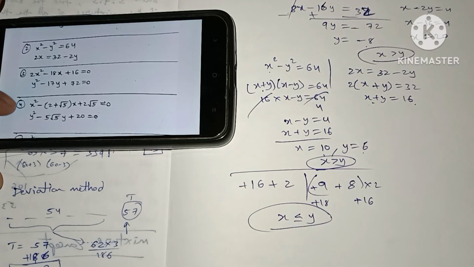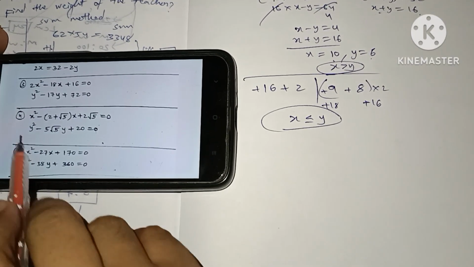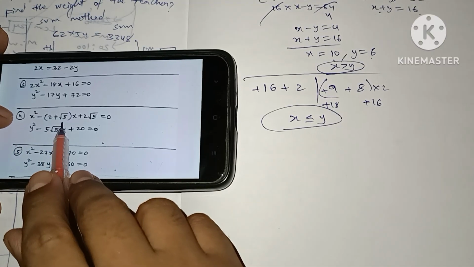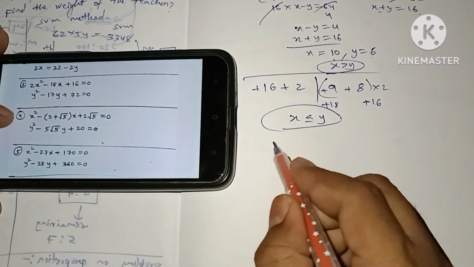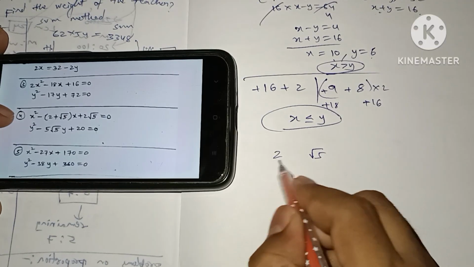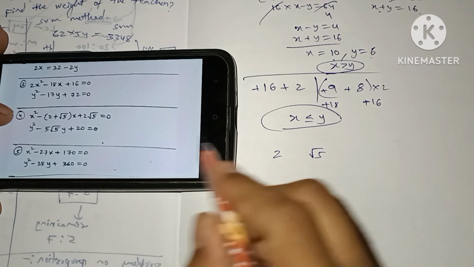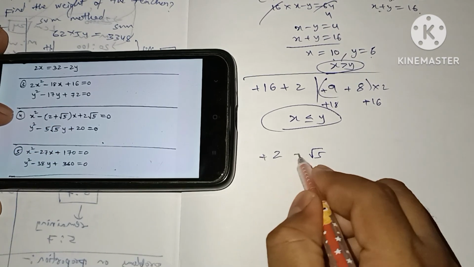Next, fourth question. In the fourth question, it is given that x² minus (2 plus root 5)x plus 2 root 5. So the roots are 2 and root 5. Combining these two, we get 2 plus root 5. Okay, so these are the roots. Minus and plus means the roots are positive.